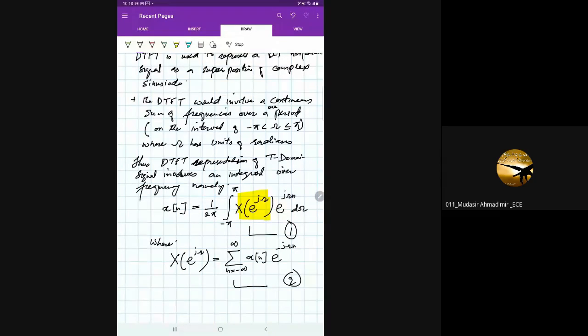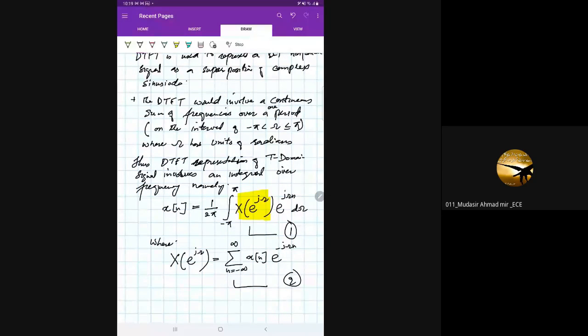Sorry, the first one is the inverse Fourier transform equation. First one, because the second one is in frequency domain. The second equation gives you the signal, it defines the signal in terms of frequency components, complex sinusoids. Therefore, the second equation would be the Fourier transform equation. But the first equation is the inverse Fourier transform equation.